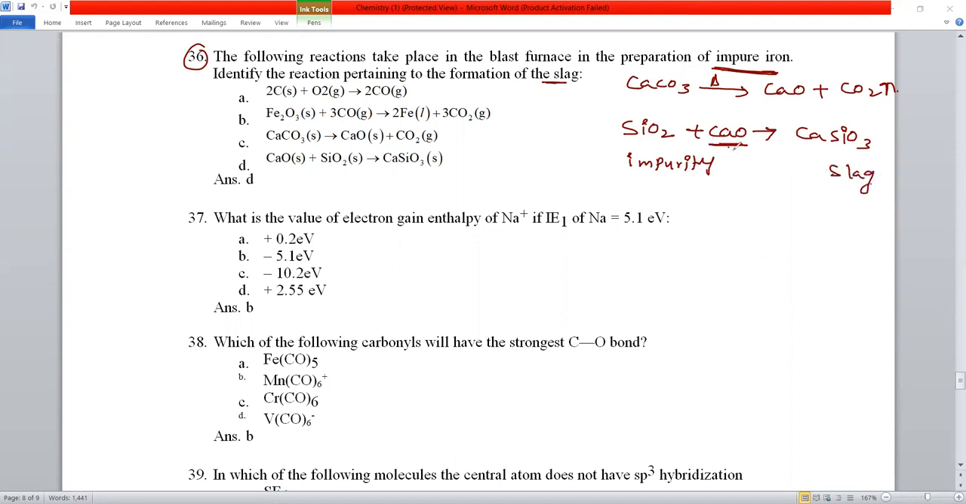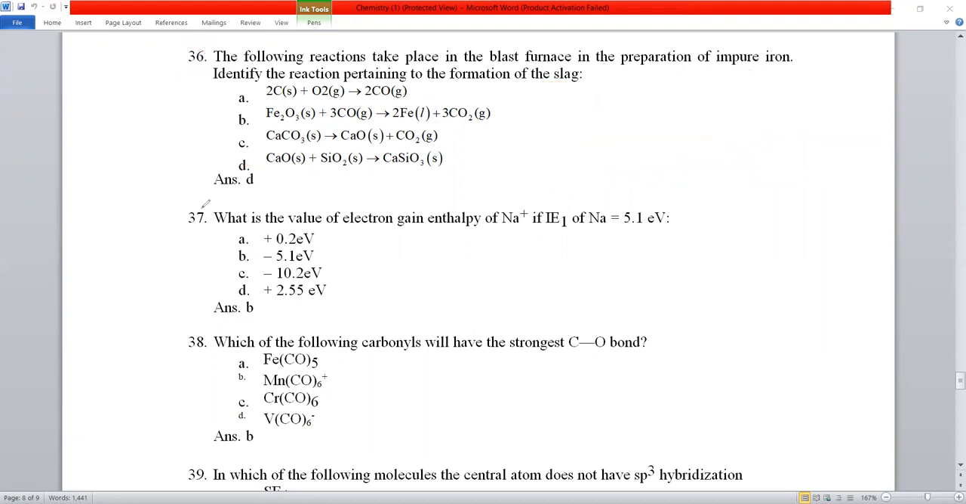Why? Because CaO is basic in nature. A metallic oxide is basic in nature. This non-metallic oxide is acidic in nature. So both will react, and you will get calcium silicate. We are removing the slag. So they are asking which is the slag formation reaction. Option D is correct.